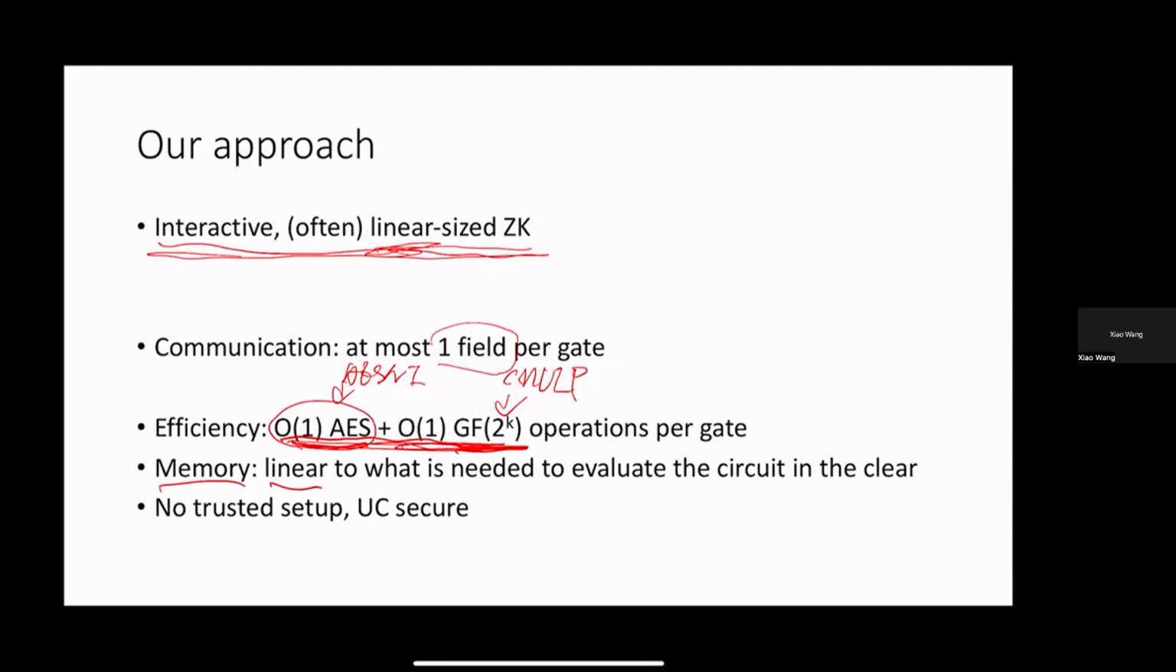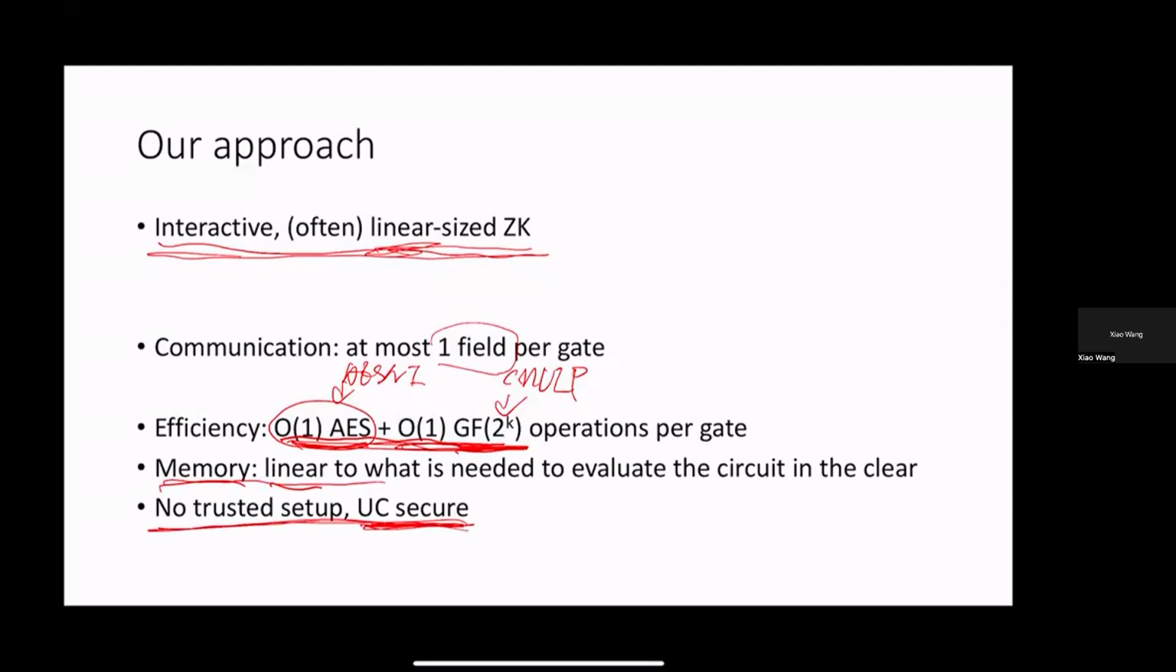It's only linear to the size that is needed to evaluate the circuit, which is what you need anyway, because in order to evaluate it, that's what you need. So it's also linear to that. And in terms of the security model, it doesn't need any trusted setup, and it can even be proven to be UC secure, which is a very strong notion in terms of composability of zero knowledge proofs.